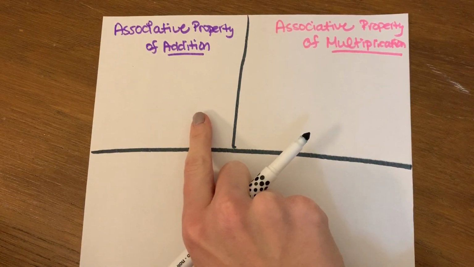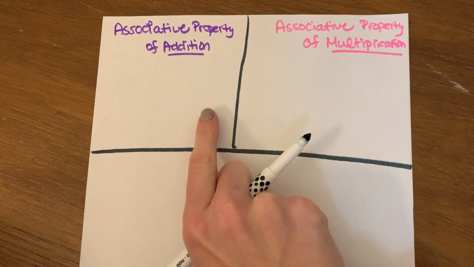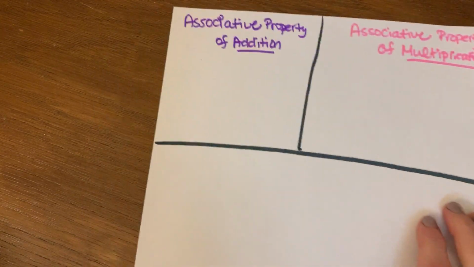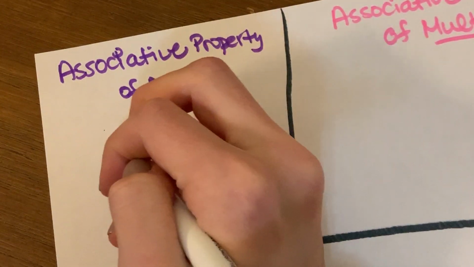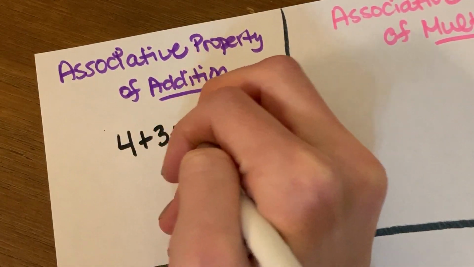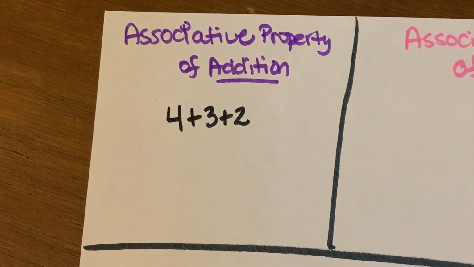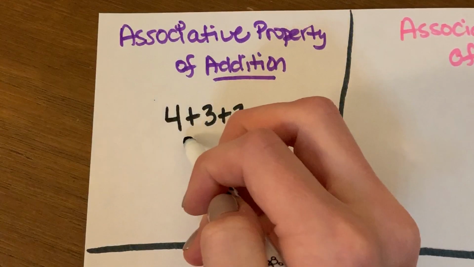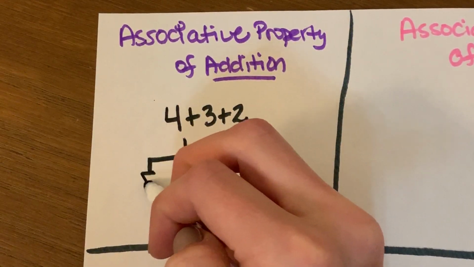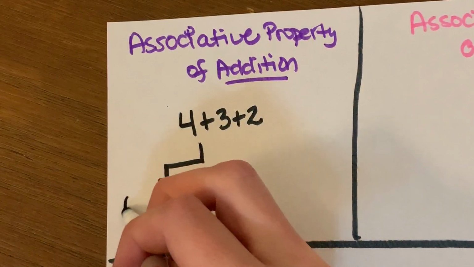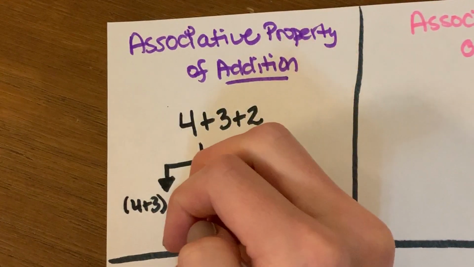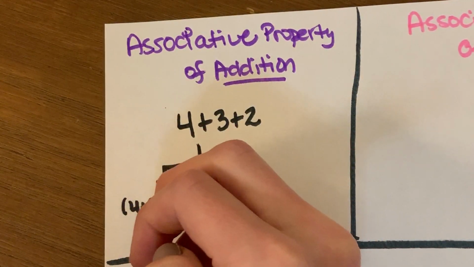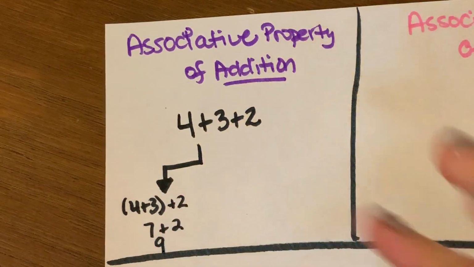You may remember the associative property of addition from when we studied those properties. It stated something extremely similar. It said that if you had, for example, 4 plus 3 plus 2, you could add these numbers in any order and you would still get the same sum. So I could do 4 plus 3, and I'm going to use parentheses to show the group of numbers I'm adding first, plus 2, and end up with 7 plus 2, which gives me 9.